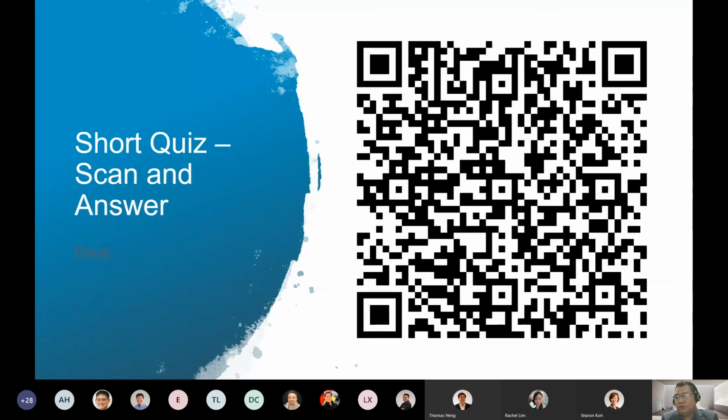Okay, just to check if you remember something that I mentioned earlier, can you bring out your phone, scan the code, and answer? There are only two questions that you need to answer. Scan the code and then give me the answer. I'll give you around 3 minutes to do that. Okay, let's go and have a look at the result.